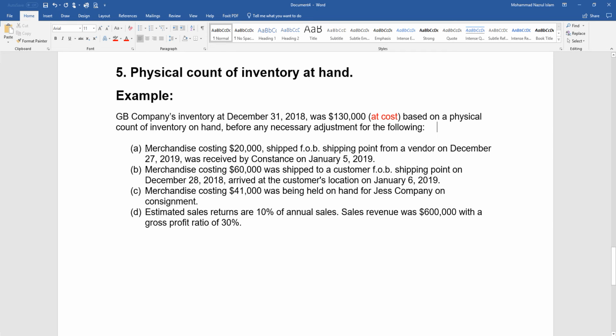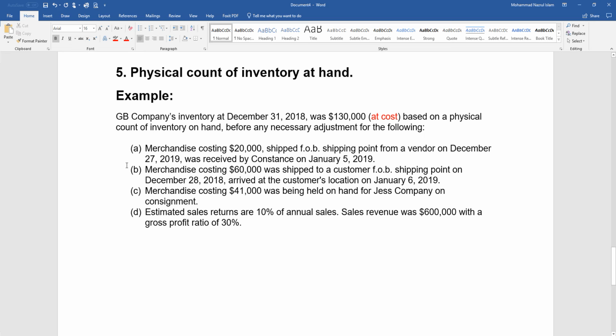So number one, merchandise costing 20,000 shipped free on board shipping point from a vendor on December 27 was received by Constance on January 5. So what do you think? Did the accountants do it correctly? I mean, this amount has not been recorded. So should we record it? I mean, should we add this one? See, it is shipping point.